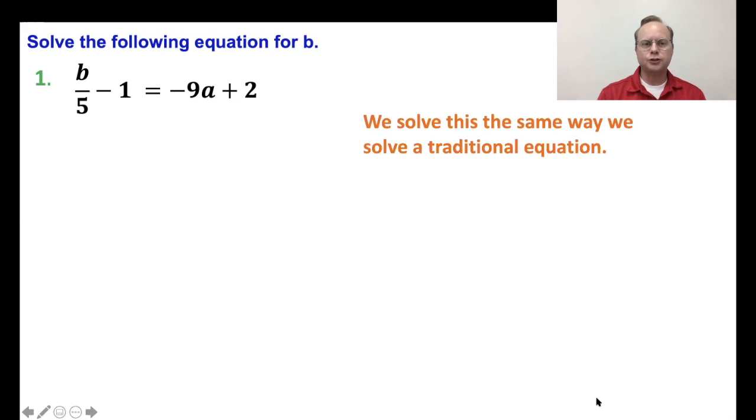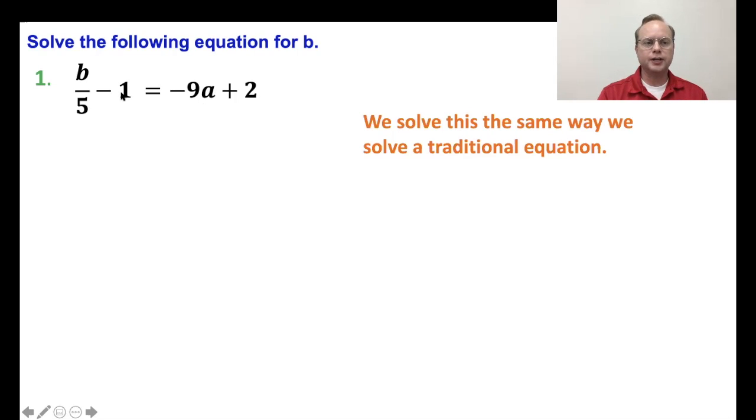Okay, so let's get right into it. The goal is to get b all by itself. And over here, I have this b divided by 5 minus 1. So I want to get b all by itself, and the first thing I'm going to do is get rid of this 1. I need to move everything else over to the other side. That's what we're saying when we solve this equation for b. I've got to get b all by itself and everything else on the other side.